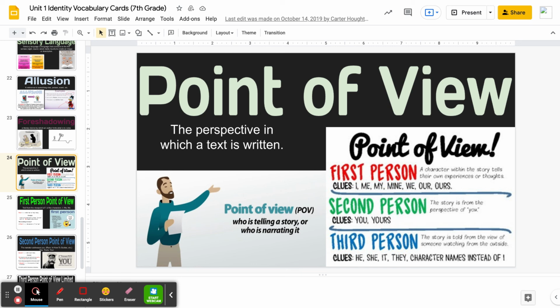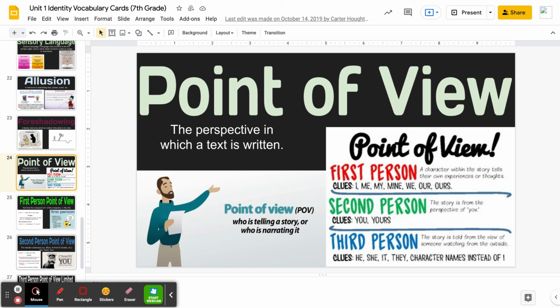There's second person, which you don't see a lot. This is kind of an awkward one. You use words like you and yours. So the story is told from the perspective of you, which is kind of strange. You see this a lot in like instruction manuals, maybe those choose your own adventure books. If you've heard of those, they're pretty great.